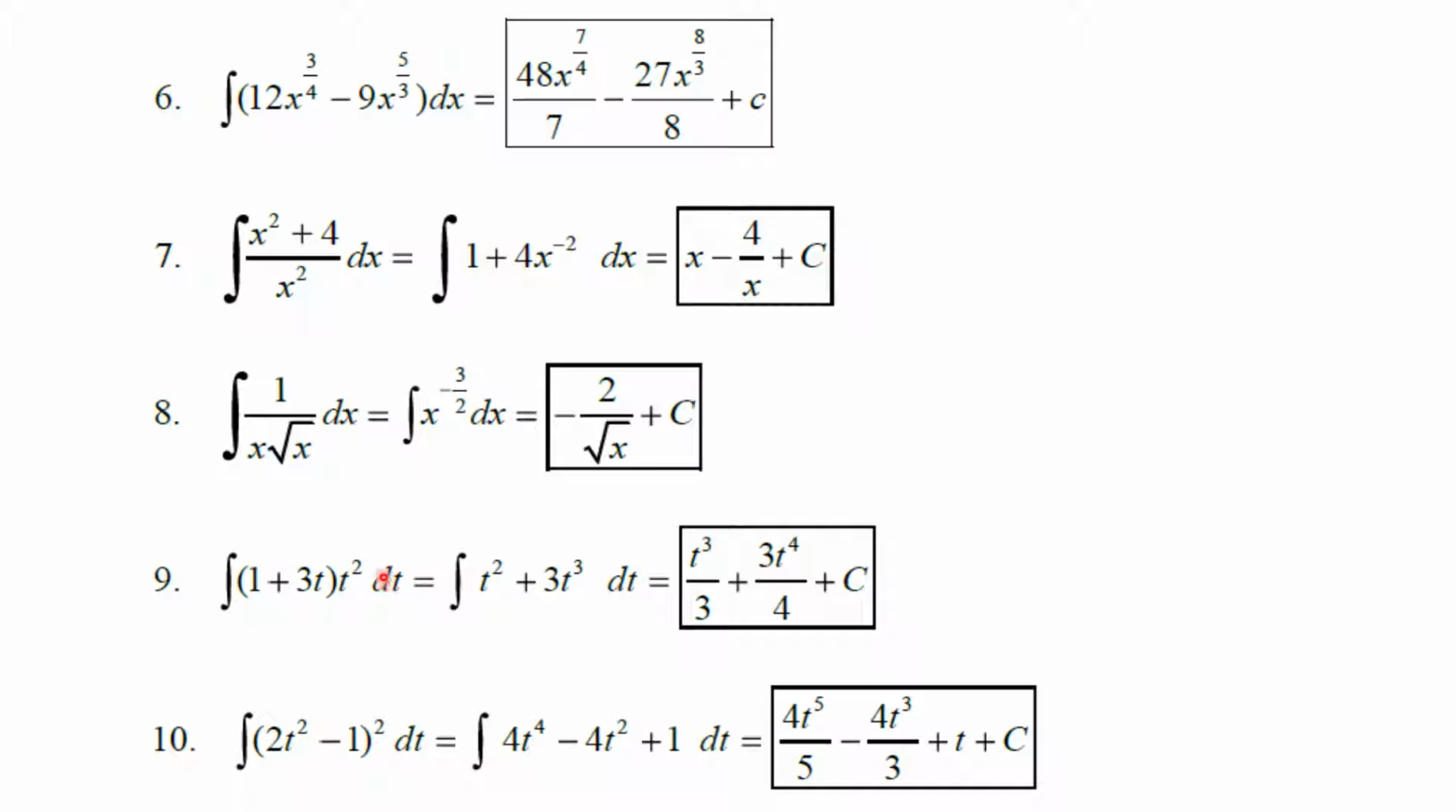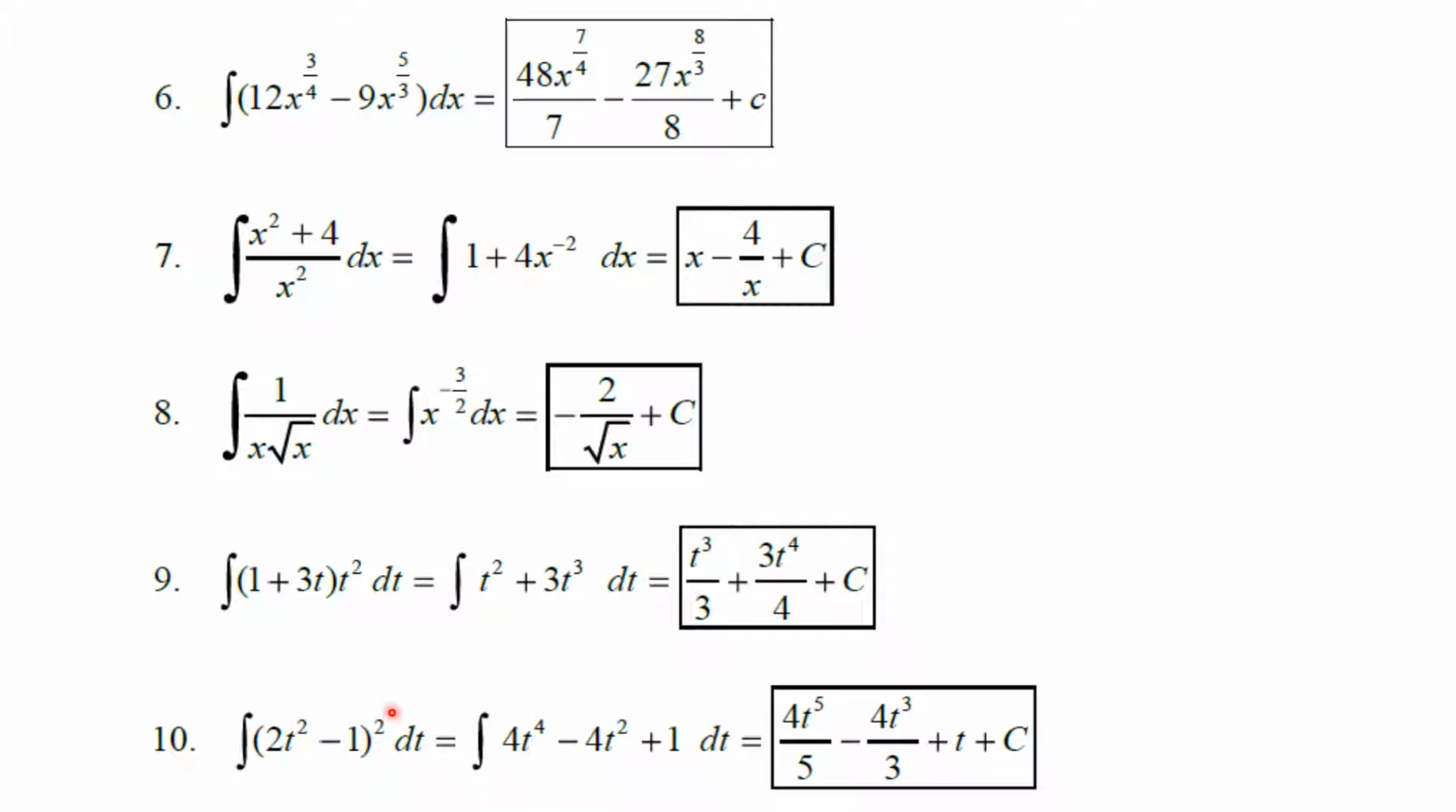For questions like that, you can't integrate it directly. You have to actually expand the question first. So you expand this function. 1 times t squared, 3t plus t squared, 3t cubed. And then you individually integrate it using the basic law of integration. So therefore, it will become t cubed over 3 plus t to the fourth over 4 plus c.